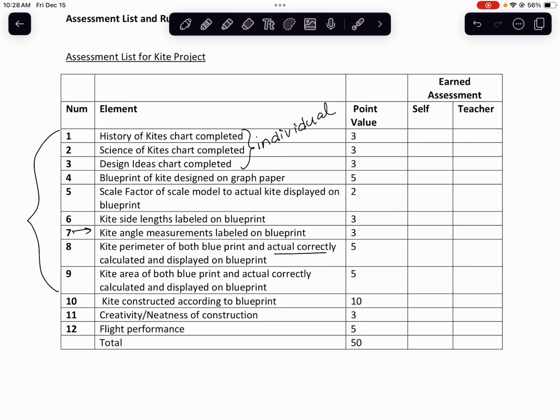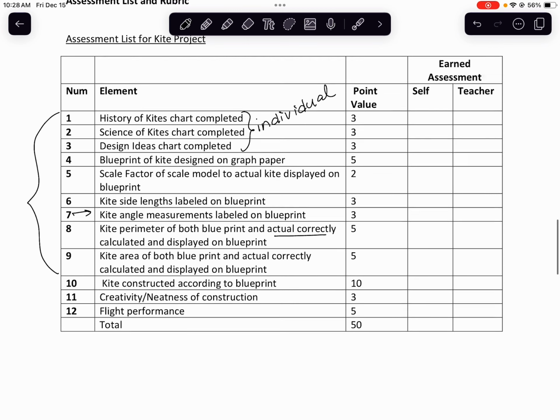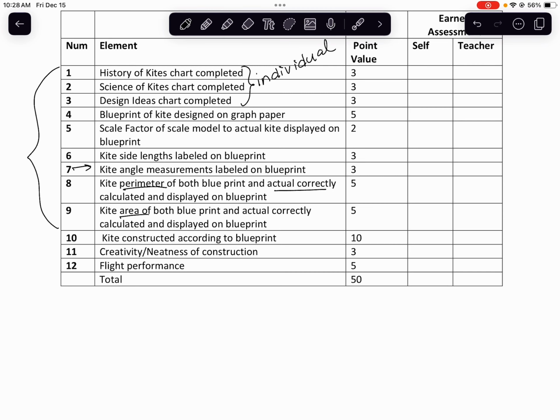If you need to know the area of a kite, you're going to have to look that up. It's not difficult at all. You should be able to do it without any problems. It's just a little bit of addition and multiplication, multiplication and division. So you should be good to go on that, okay? And so that's perimeter and area.